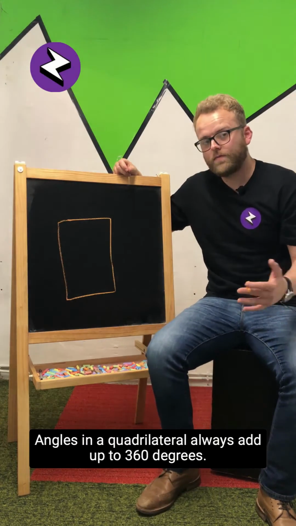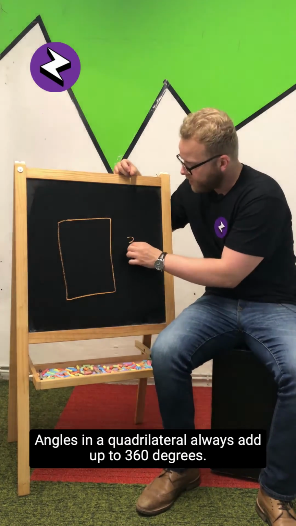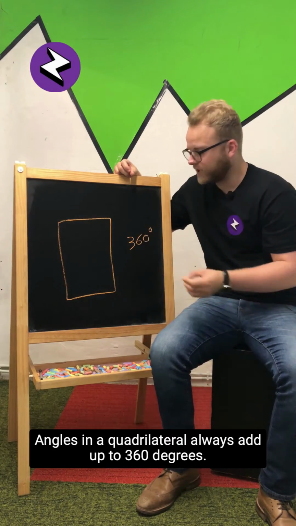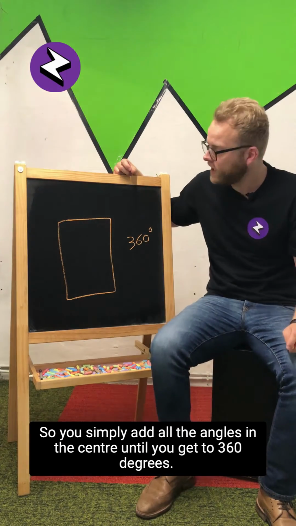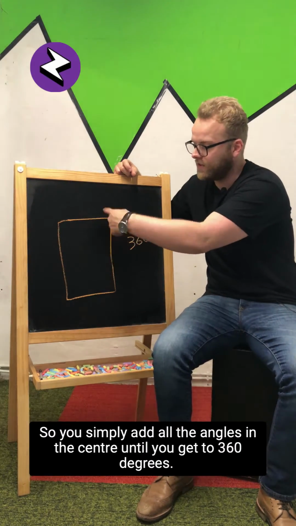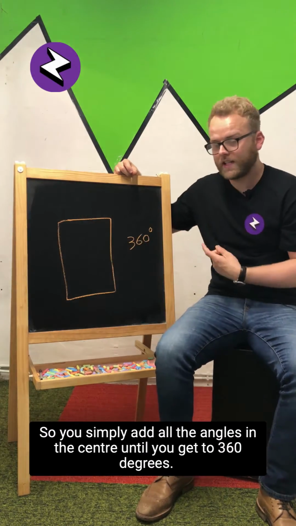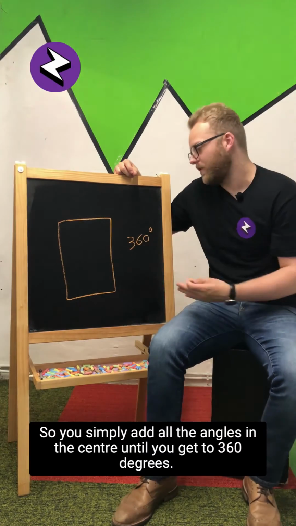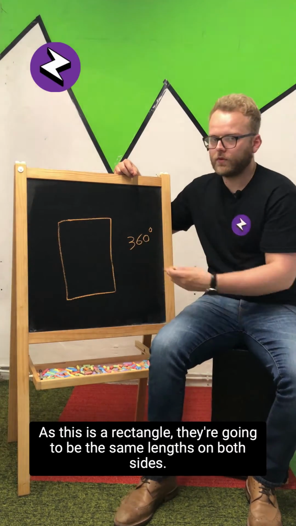Now, angles in a quadrilateral, they always add up to 360 degrees. That's just what it is. So all you need to know is the angles in the centre all add together to make 360. And because this is a rectangle, they're going to be the same at the bottom and top, okay?